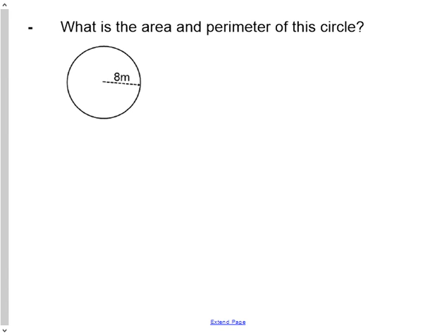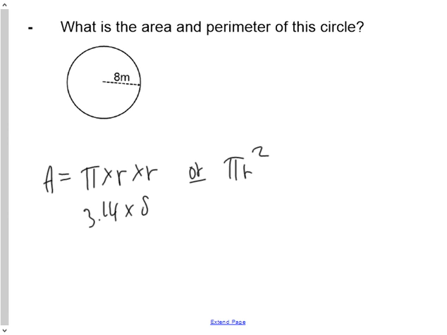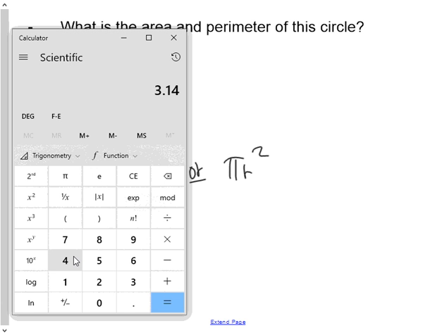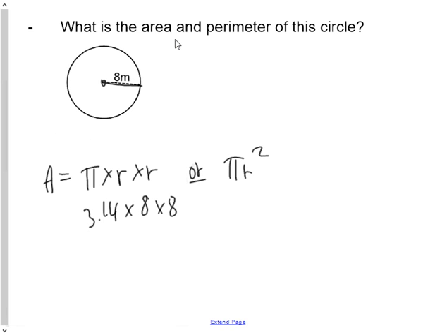And your last question, what's the area and perimeter of the circle? In grade 7, you learned that pi multiplied by radius multiplied by radius is a formula, or some of your teachers taught you pi r squared. Pi times the radius, which is 8, because that's the distance from here to here, multiplied by 8, will be 3.14 multiplied by 64, which equals 200.96 meters squared for area.